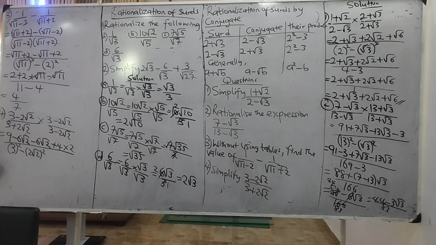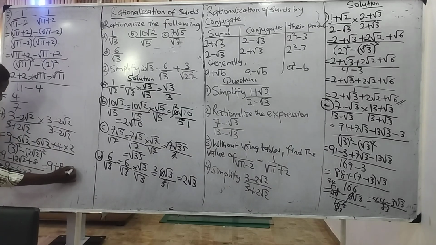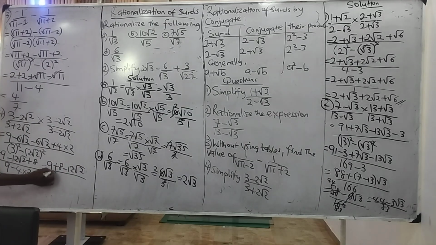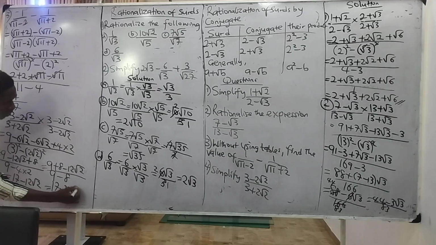So let us try to simplify this. We have 9 minus 12 root 2 plus 4 times 2 is 8, all over 3 squared is 9. This square is affecting both these two outside and this square root. So 2 squared here is 4, times this square will cancel this square root. So we have 9 plus 8 minus 12 root 2 all over 9 minus 8, which is equal to 17 minus 12 root 2 all over 1. So our answer is 17 minus 12 root 2.